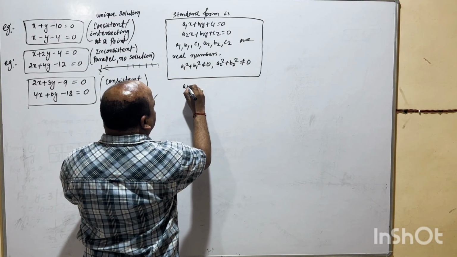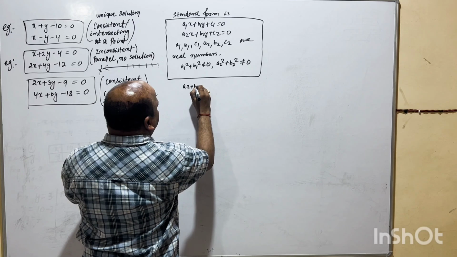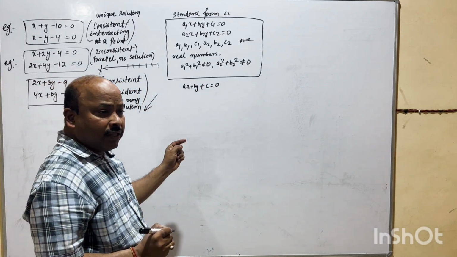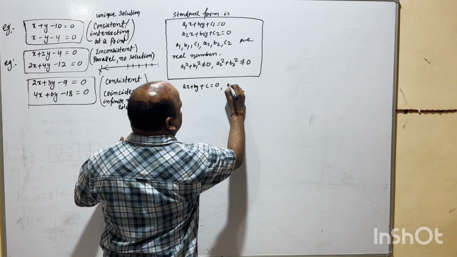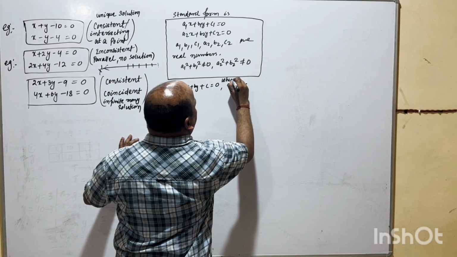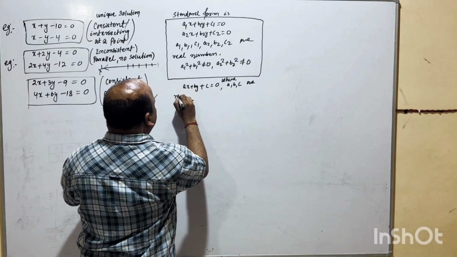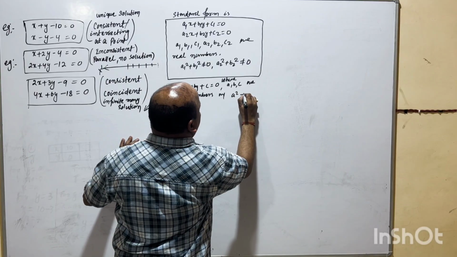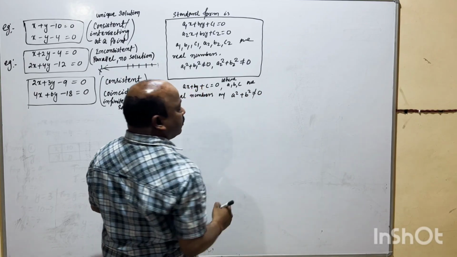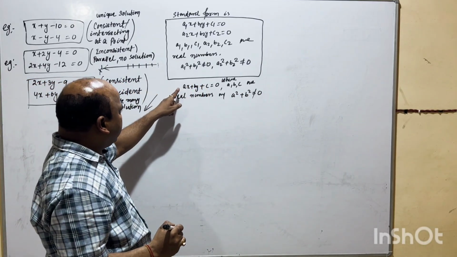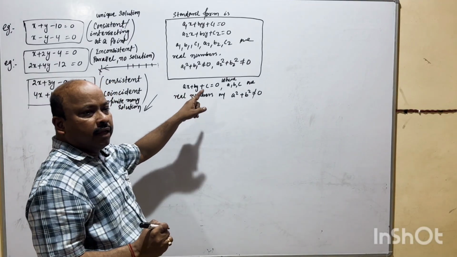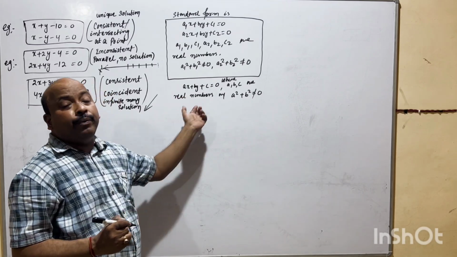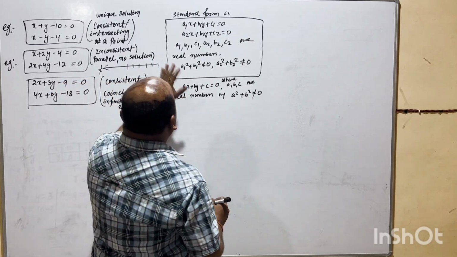You know that in the last lecture I told you ax plus by plus c equal to 0 is the standard form of a linear equation, where a, b, c are real numbers, and a square plus b square is not equal to 0. That means a and b are not both 0. Either a or b can be 0, but not both. Okay. So now come to the condition.